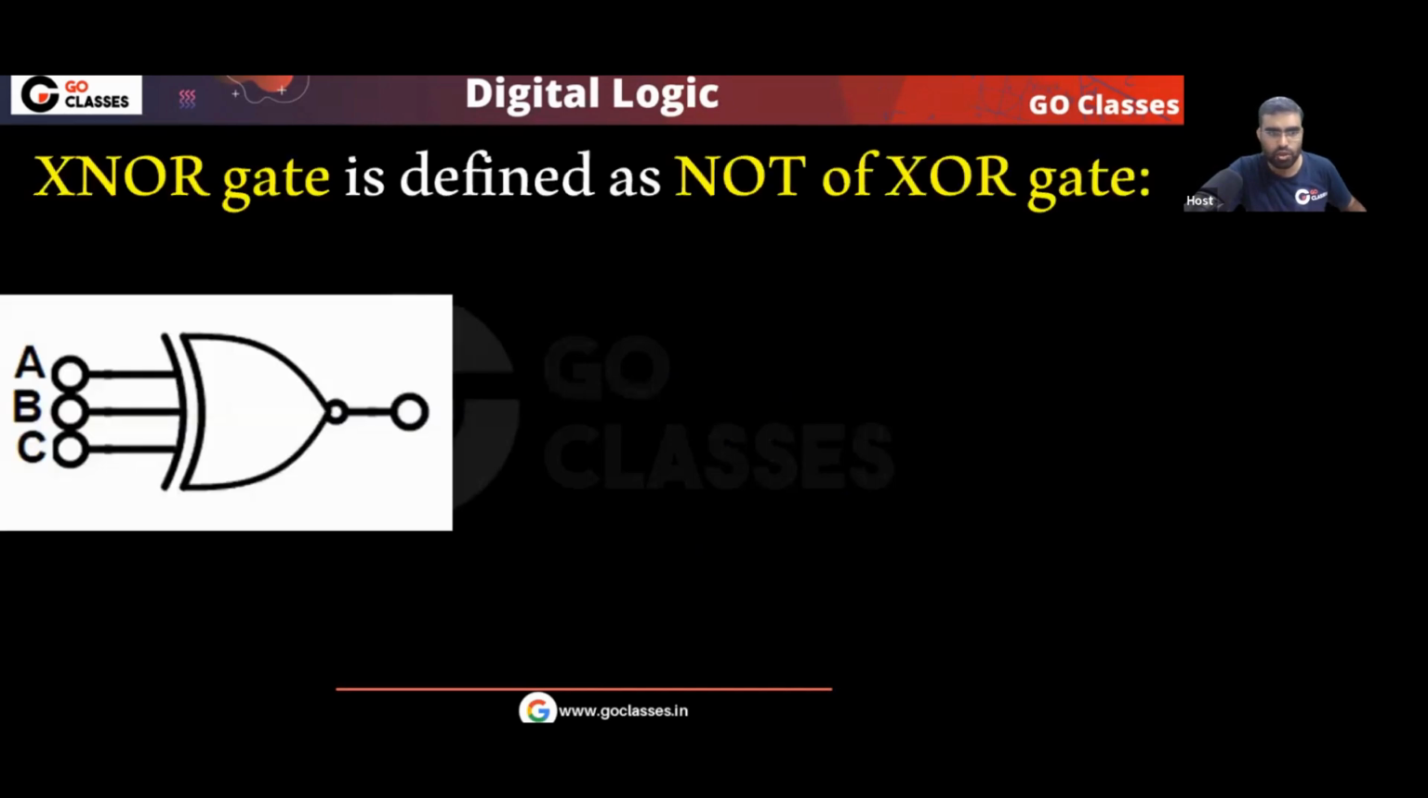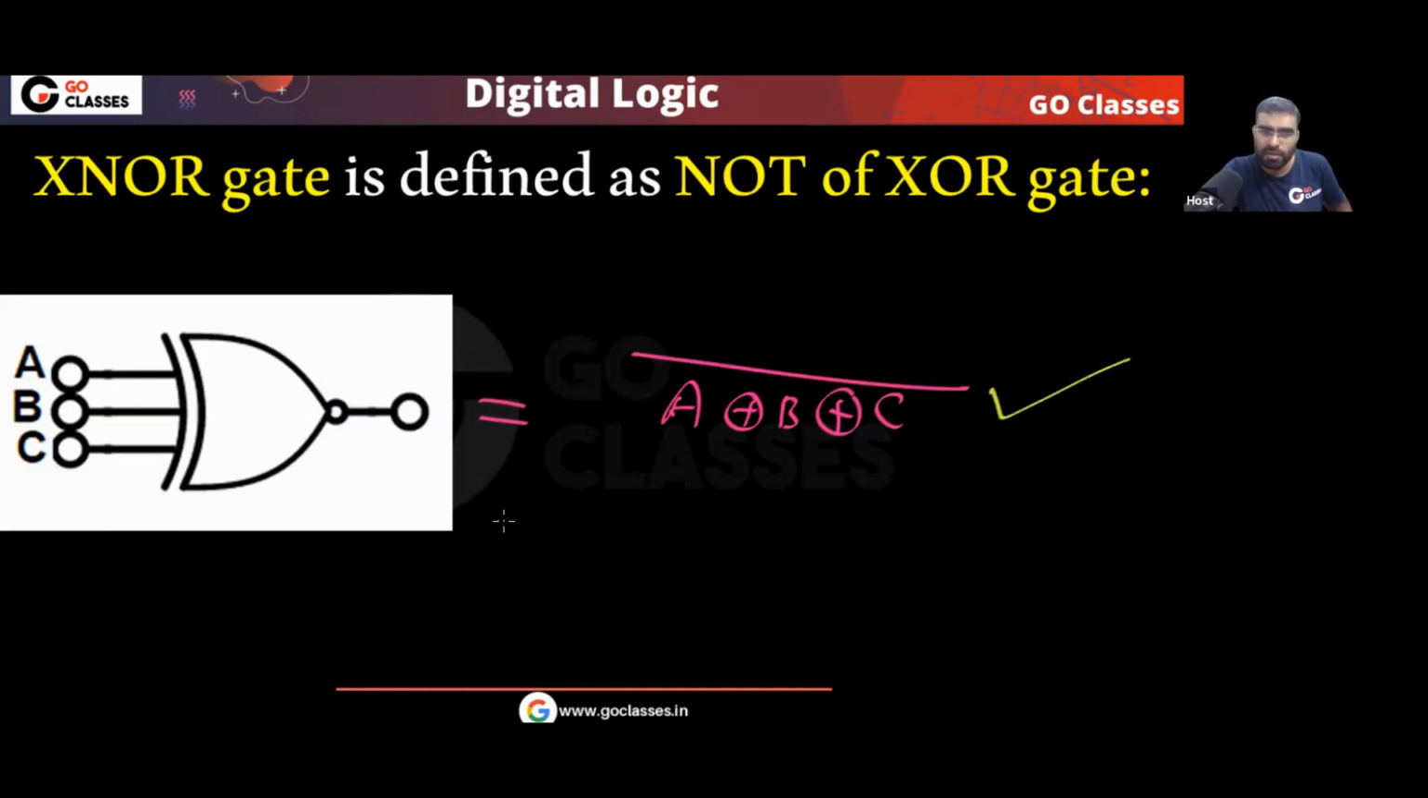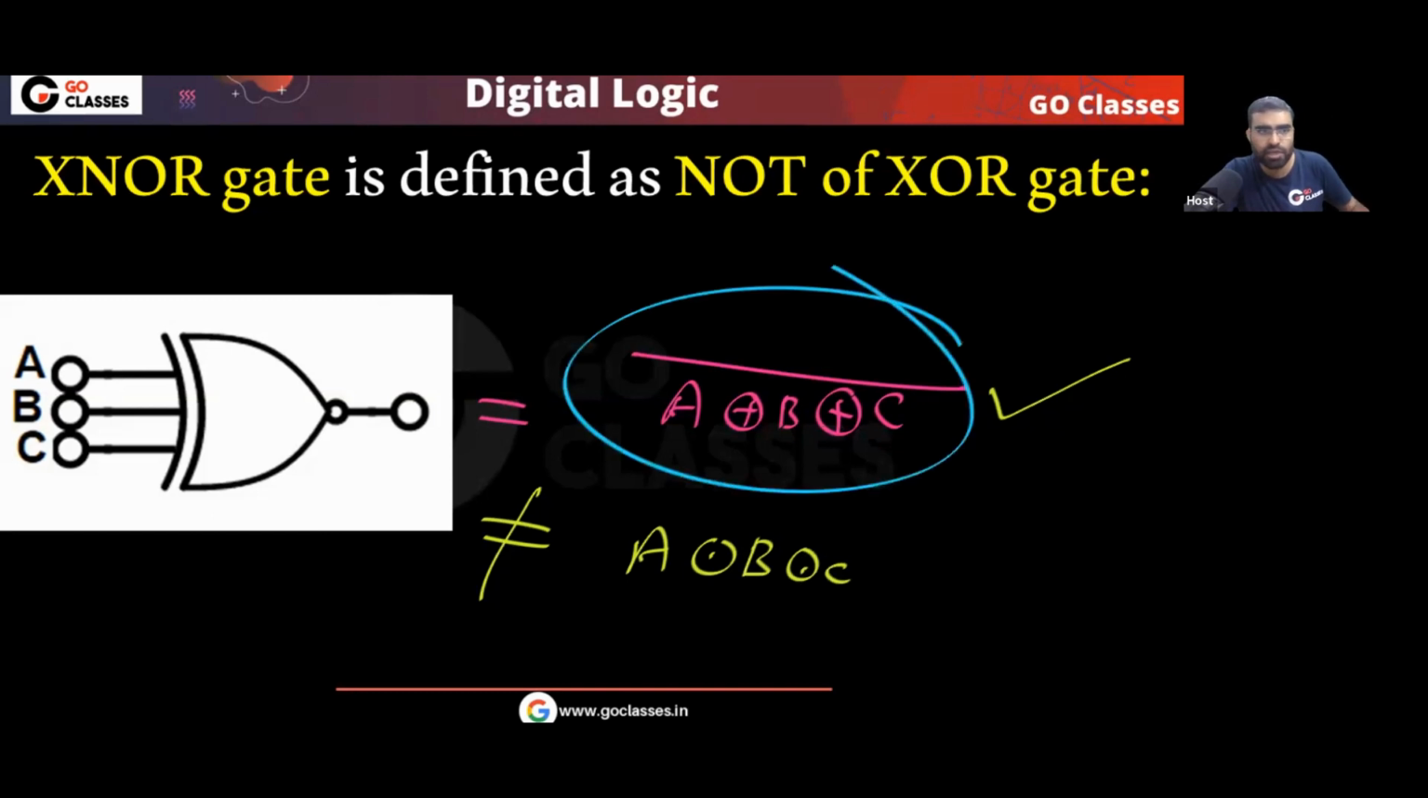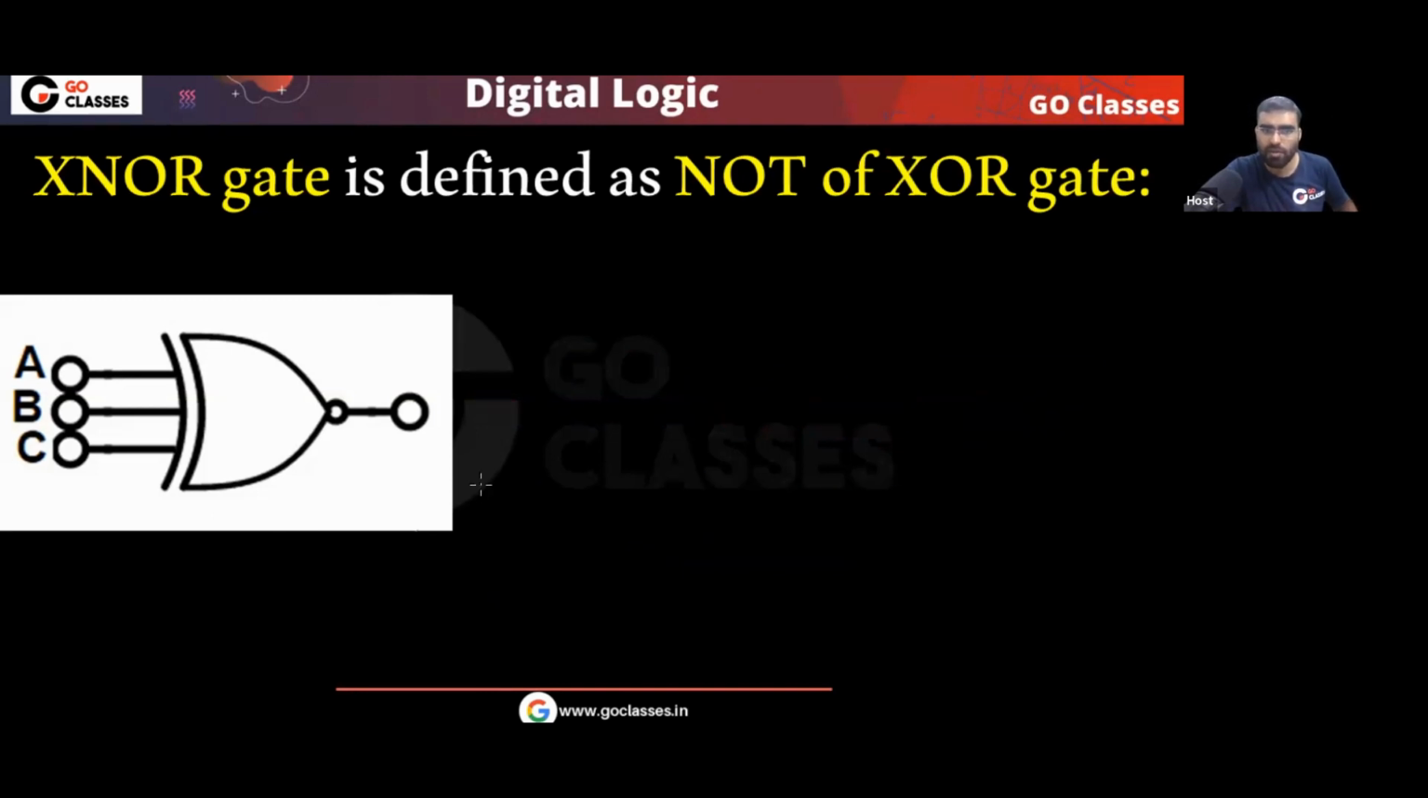So finally tell me, this XNOR gate will be equal to what? First you take XOR, then you take complement. Remember, this is not same as like this. You cannot write it like this. But you can write it: first you take XOR, then you take complement.